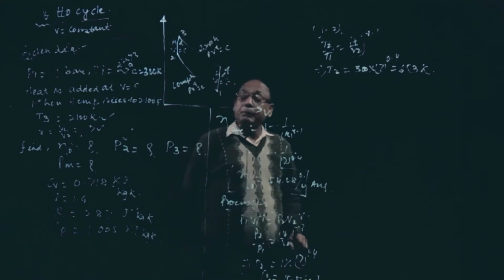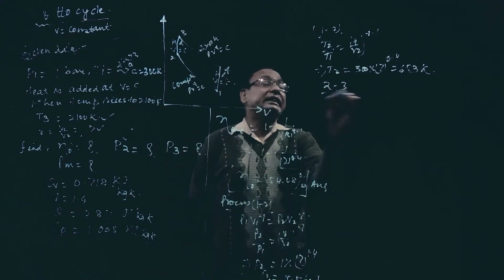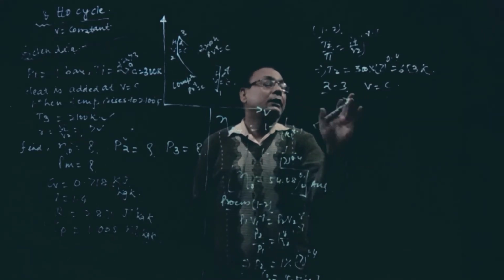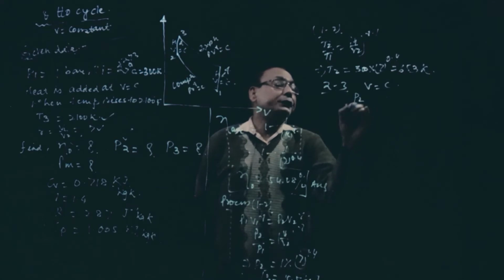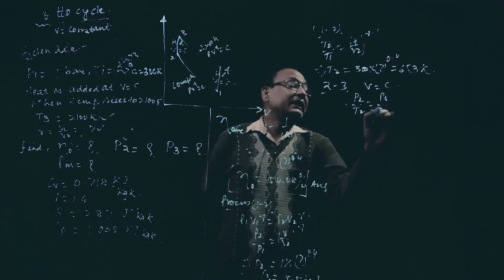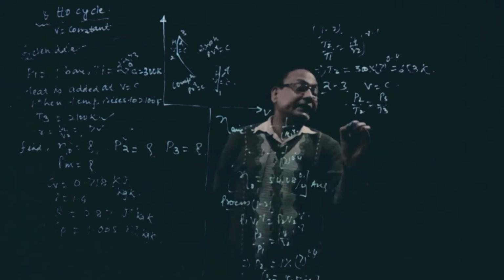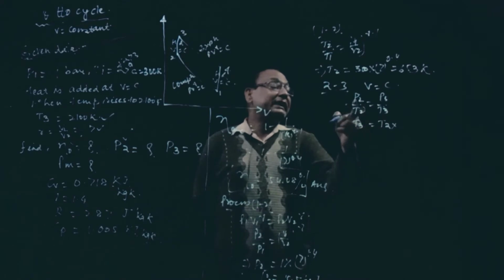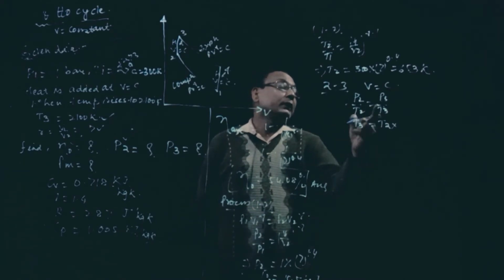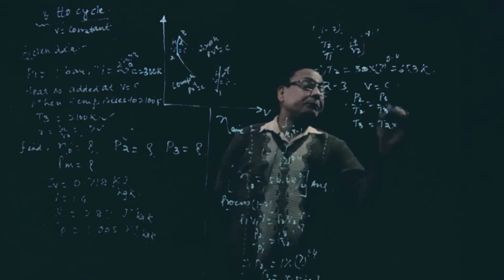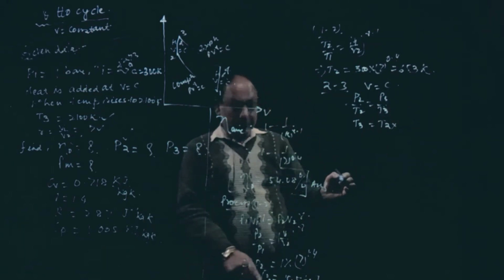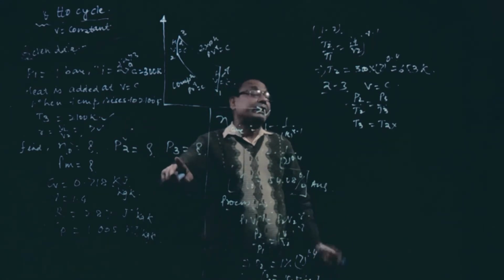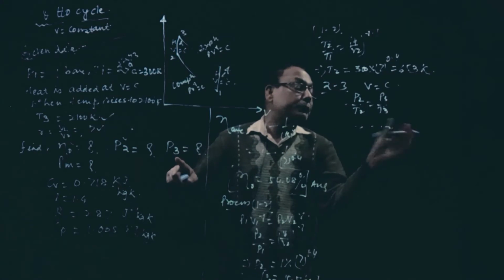Okay, so how to find out P3? Process 2 to 3 is nothing but volume constant. So by equation, P2 by T2 is equal to P3 by T3. Okay, so T3 will be T2 into P3 by P2. So P3, we have to find out P3 actually. T3 is given. Okay, so not like this, we have to find out P3.